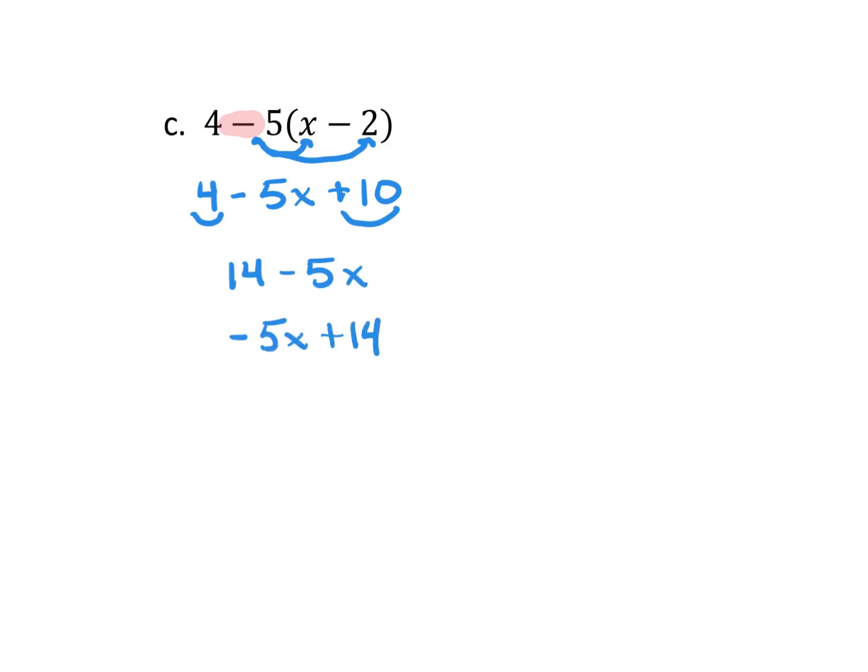These two terms cannot be combined. They are not like. One of them is a constant term, the 14, since it has no variables. And the second term is an x term, so it can only combine with other x terms. Our final answer is negative 5x plus 14, or 14 minus 5x. Either one of these is correct.